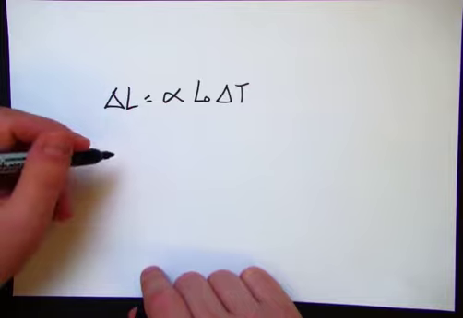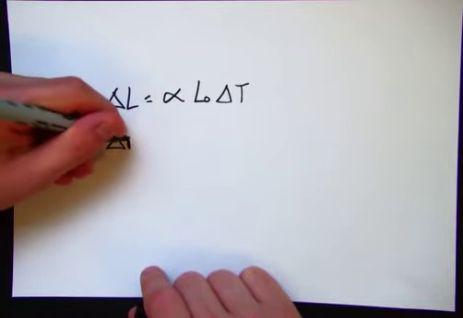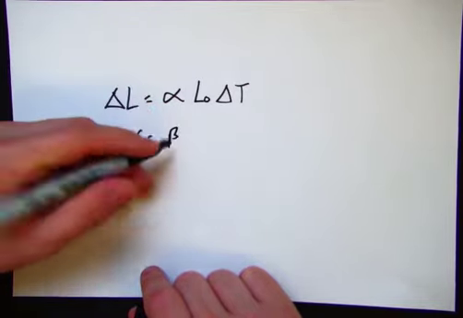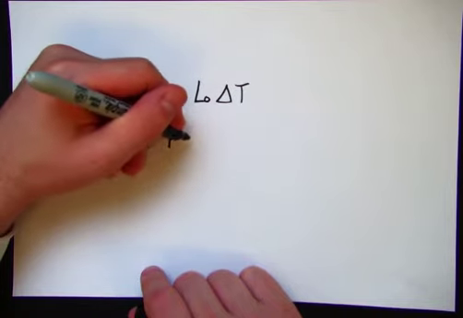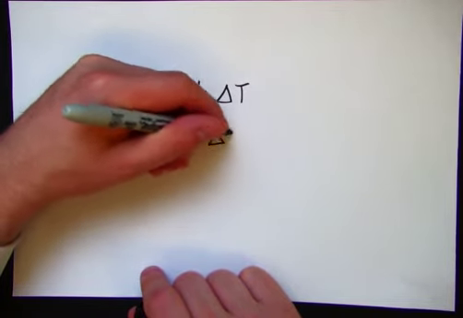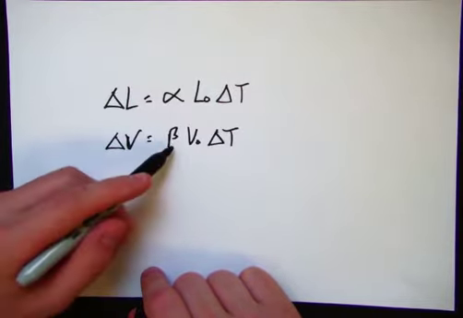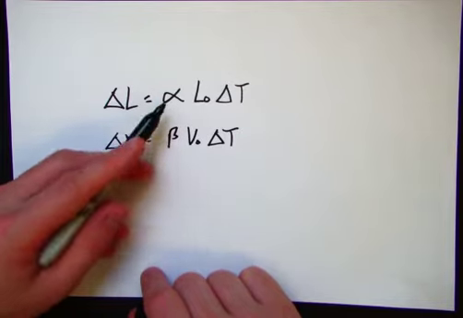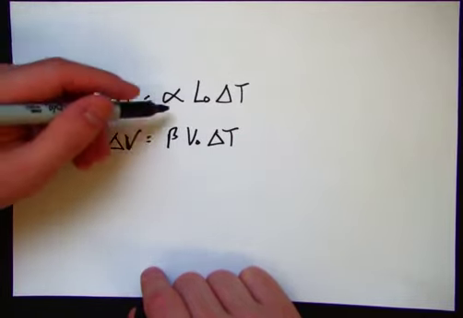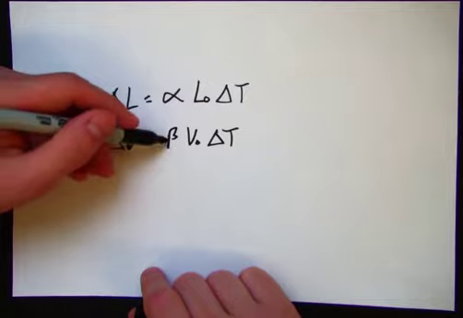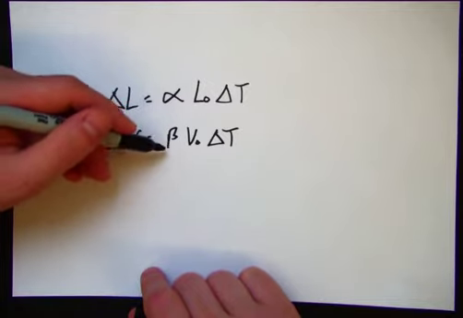Same with change in volume. It's very similar. The change in volume will be equal to another constant times V naught times the change in T. In fact, this constant only comes from the fact that we're taking the length times the width times the height. We're actually just cubing this to get this. So they're actually relatively the same.